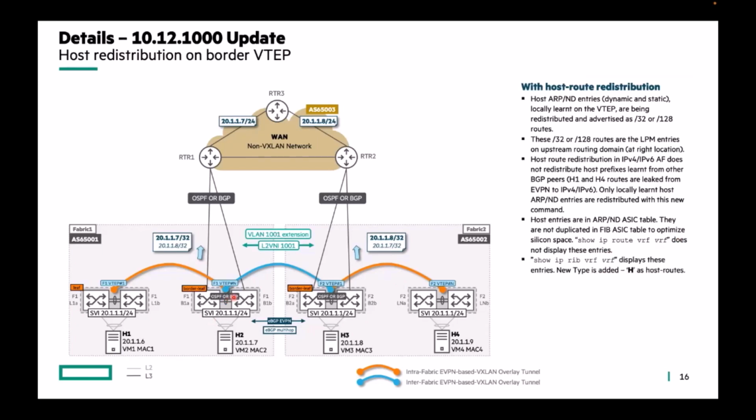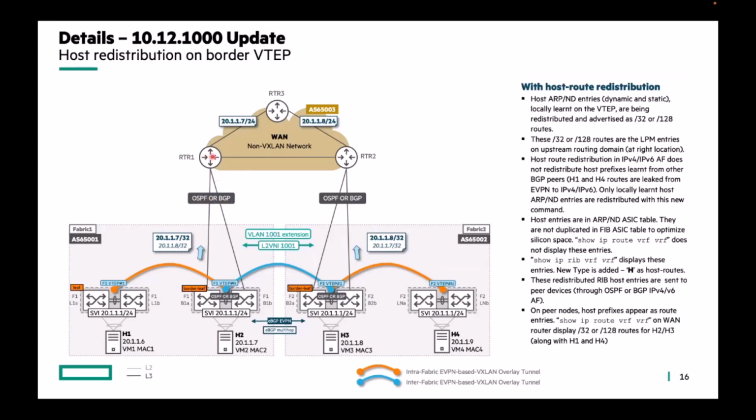Show IP route will display these newly redistributed host routes, where a new type of entry is assigned to these routes, called H, as in host routes. These redistributed host entries are sent to peer devices, their own WAN router, through OSPF or BGP.